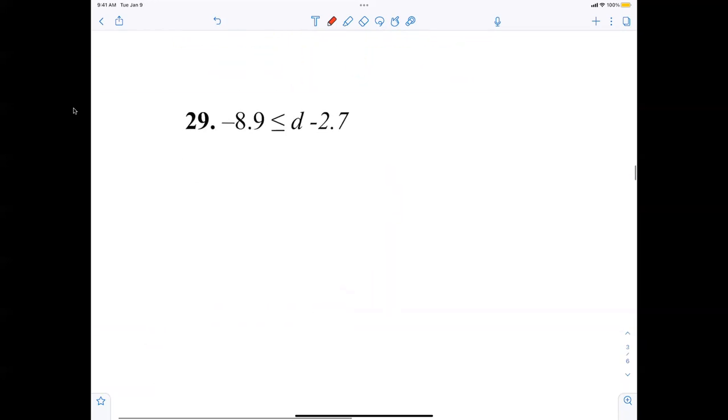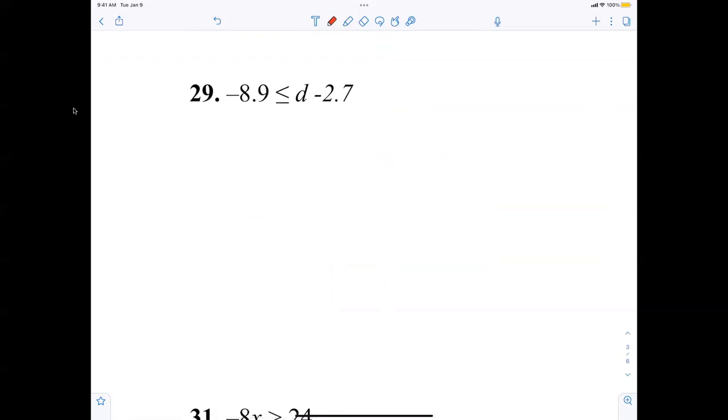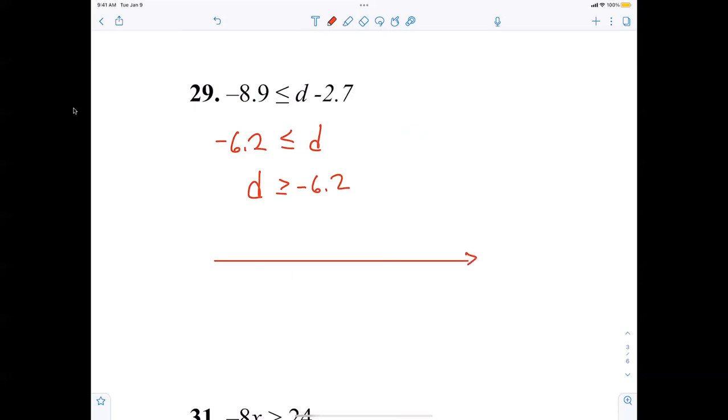All right, Aiden, 29. What am I doing? You would add 2.7 to -8.9. And what is that? -6.2. Good. Then you would switch it, so d is greater than or equal to negative -6.2. Good, and then you would do negative 6.2 and then 6.2. Good, and it would be a closed circle going to the right. Very good. I'm happy with that. All right, seems like we're in pretty good shape.